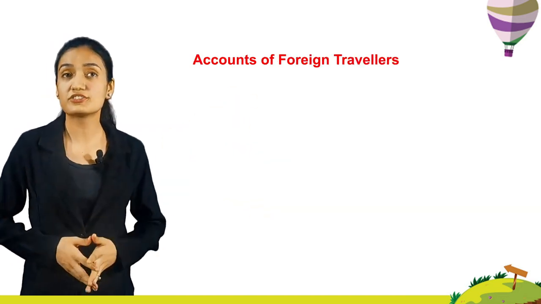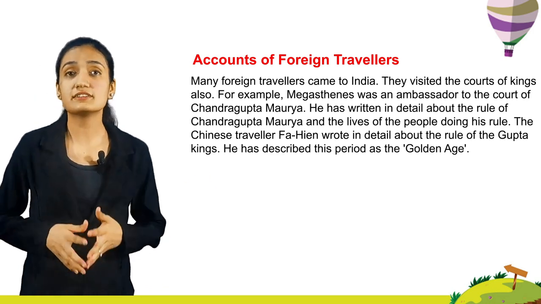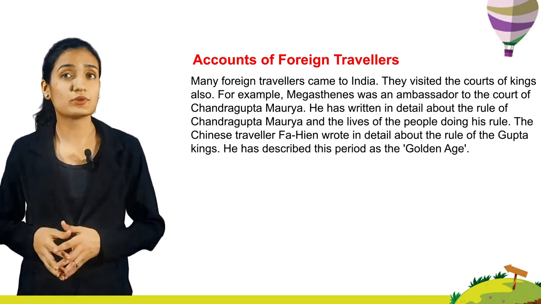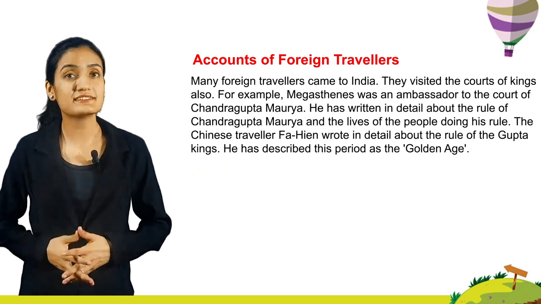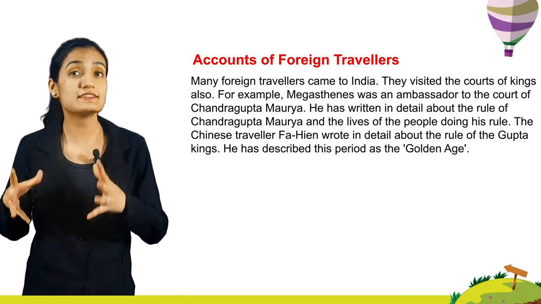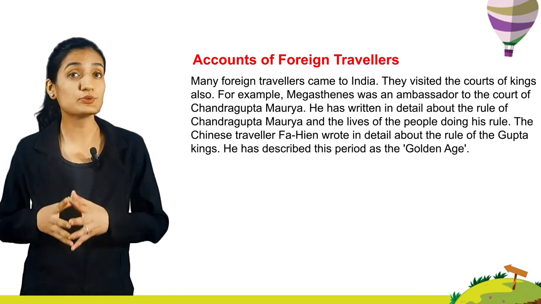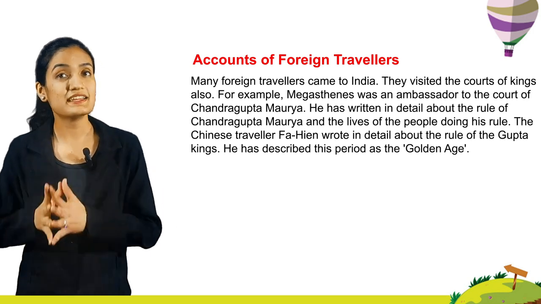Accounts of foreign travelers. Many foreign travelers came to India. They visited the court of kings also. For example, Megasthenes was an ambassador to the court of Chandragupta Maurya. He has written in detail about the rule of Chandragupta Maurya and the life of the people during his rule.